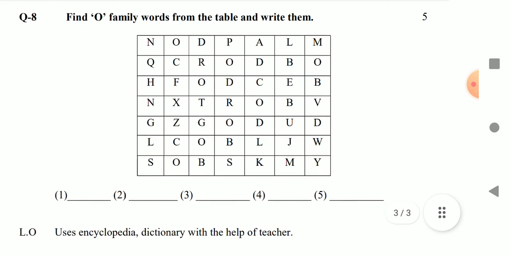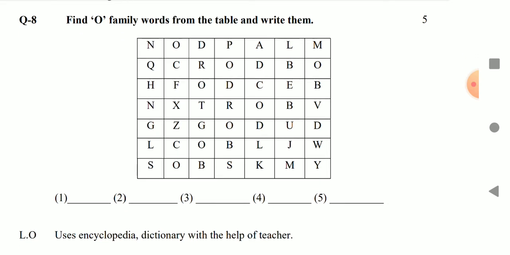Question 8. Find O family words from the table and write them. Family words means the words in which, let me give you the example of A family words. C-A-T cat, B-A-T bat. These are the A family words. So just like this, you have to find O family words from the table and write them. Not just randomly, but which actually mean something. It can be horizontal or it can be vertical. So you have to find such family words and write 1, 2, 3, 4, 5, which you found from this table.